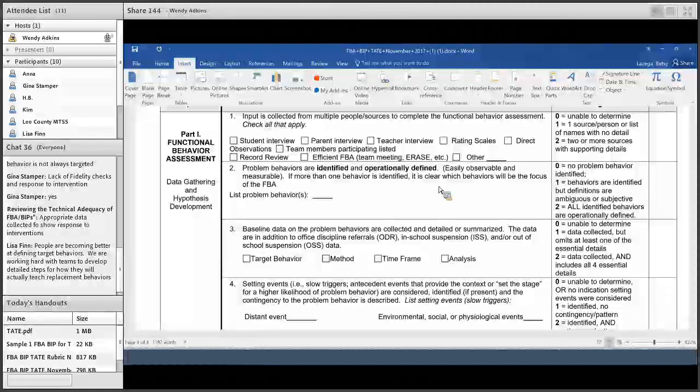Number 3, we're looking at whether or not they're reporting how this behavior is being performed by the student. What is the baseline data that we have that shows this is actually a problem for us? And these are the 4 components we're going to want to see in order for that item to get a 2. One of the things that seems to happen with a lot of FBAs is that time frame.